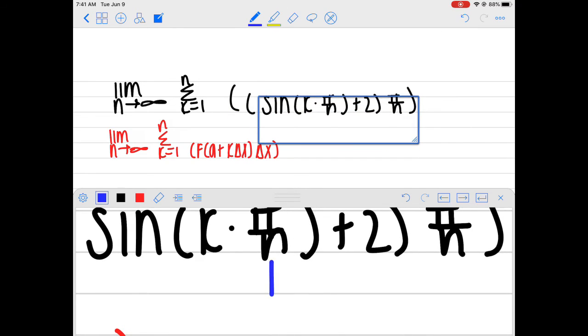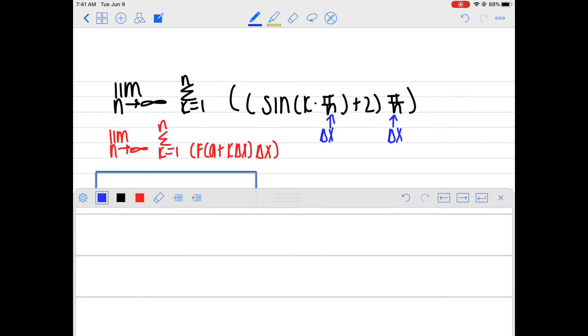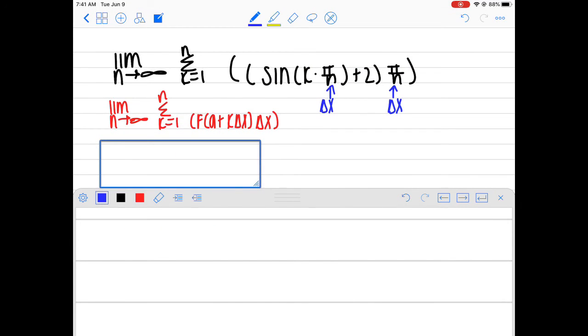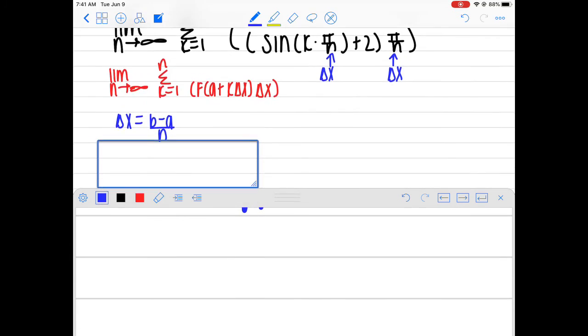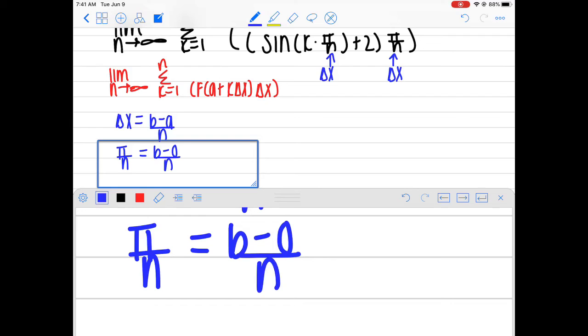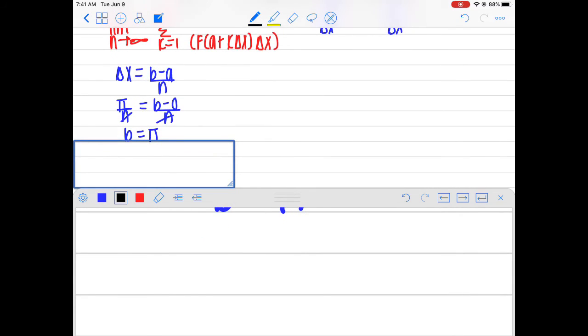delta x. And there is no a value here, but there is our delta x over here, so we're going to use the formula delta x is equal to b minus a over n, and our delta x is pi over n equals b minus 0, because there is no a value, over n. The n's are going to cancel and b is going to be equal to pi.